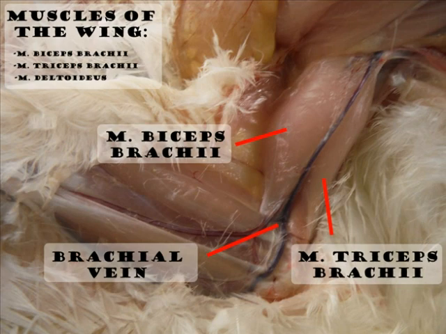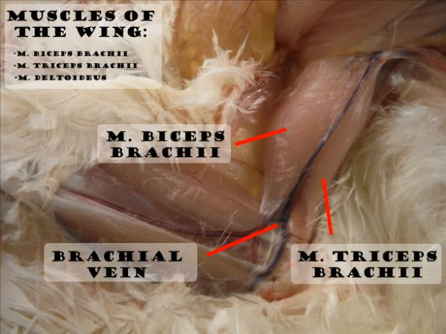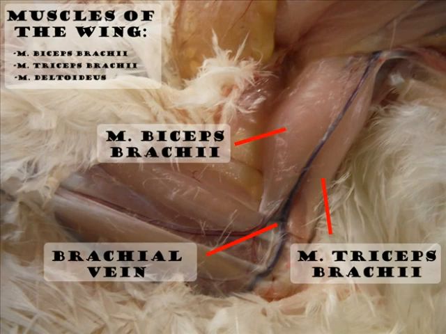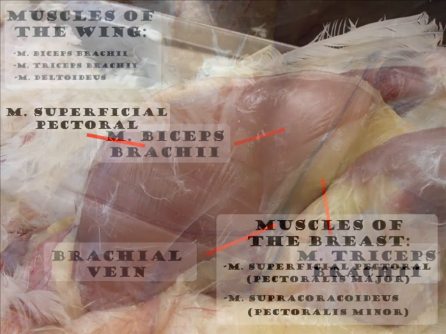The deltoideus muscle originates at the proximal clavicle and inserts at the deltoid tuberosity of the proximal humerus. It is responsible for flexing the shoulder and rotating the wing outwards. The brachial vein can be identified externally. It is a common location for blood draws.